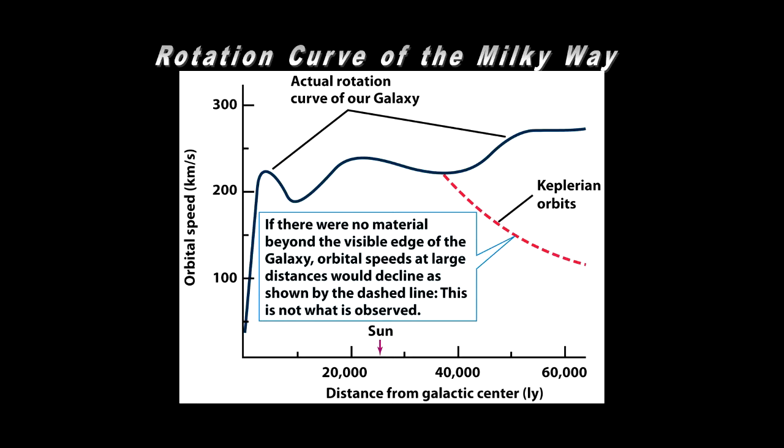The material that's inside a given orbit is what produces the gravity to direct the speed of that orbit.